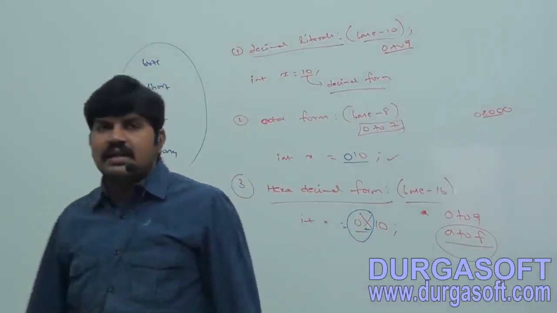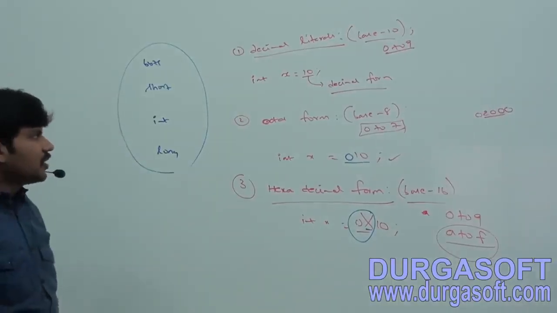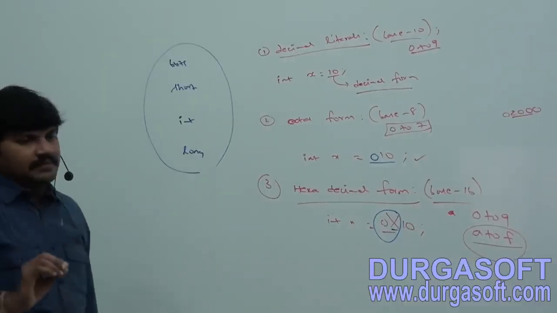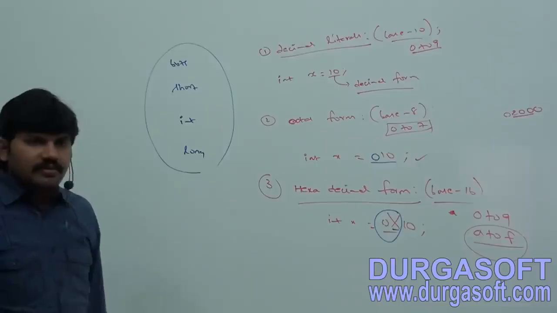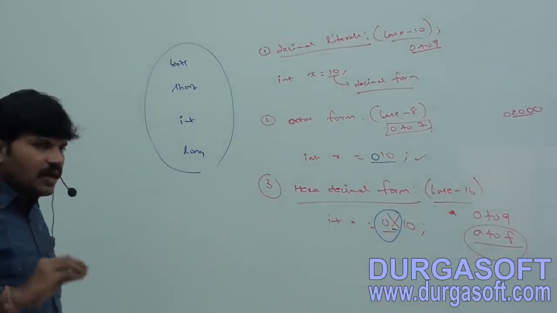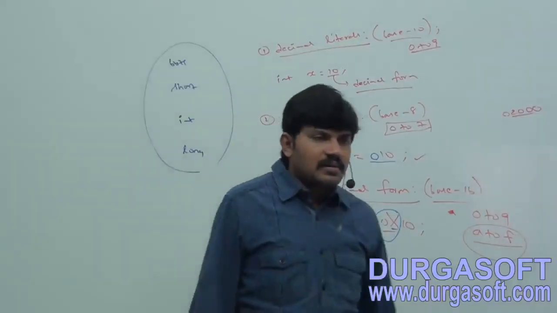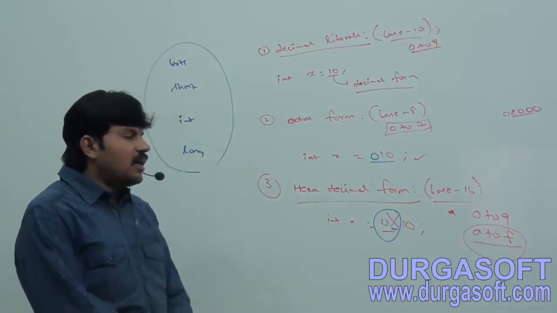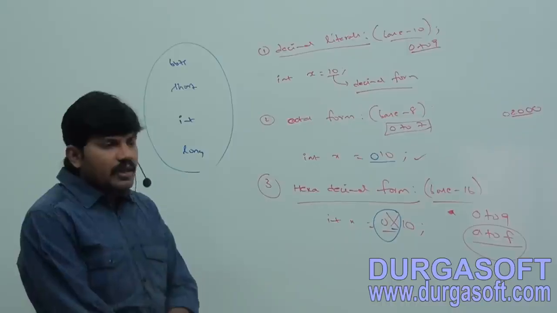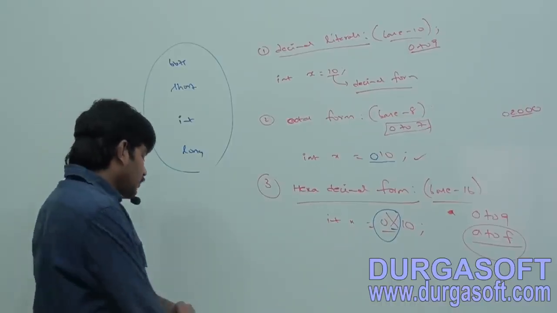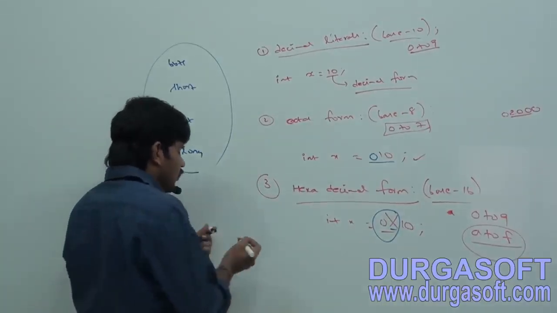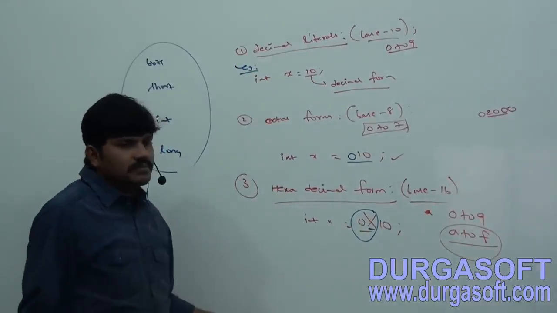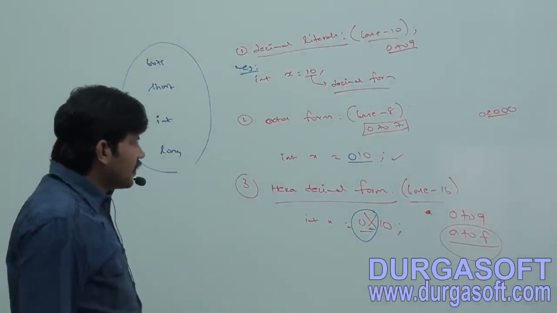Decimal literals or decimal form, any word you can use. Decimal form within bracket base 10. Next, allowed digits are 0 to 9. Example, int x is equal to 10.